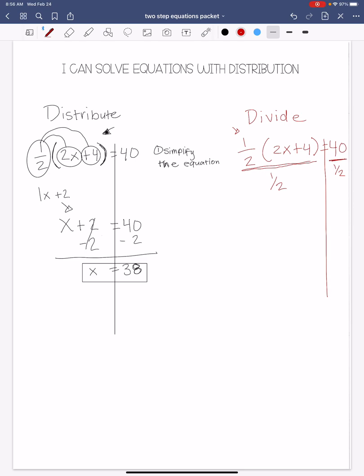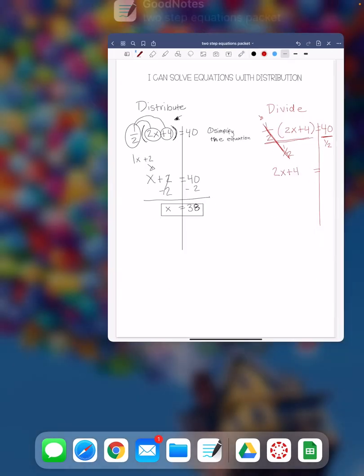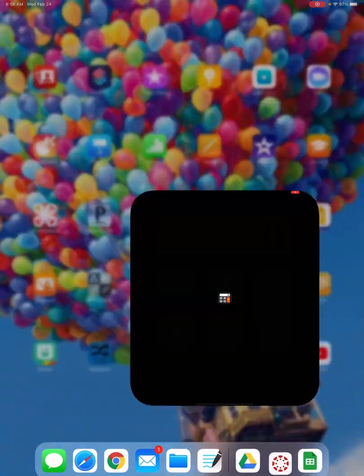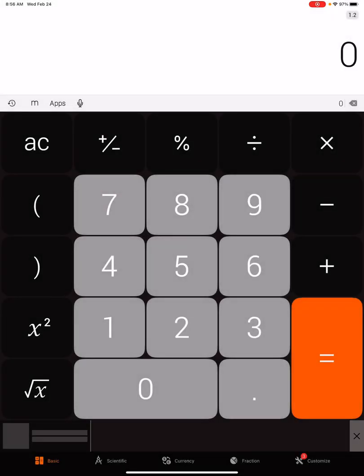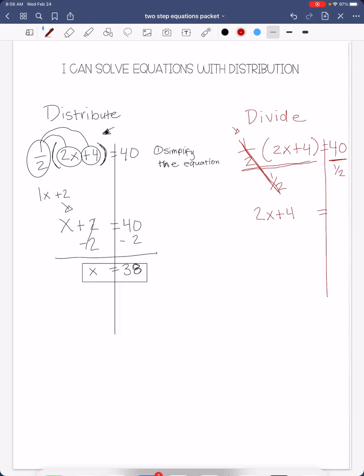Now, 1/2 divided by 1/2, even though it looks really weird because it's a fraction divided by a fraction, is still just 1. Any number divided by itself is 1. So they cancel out, and you get 2x plus 4 equals, and you might want to grab a calculator for this. I'll actually open mine up because I don't think you guys are going to believe me when I tell you what the answer is.